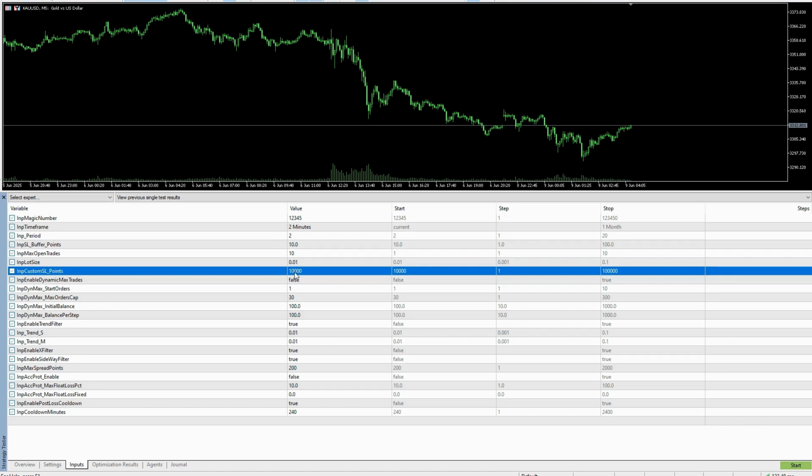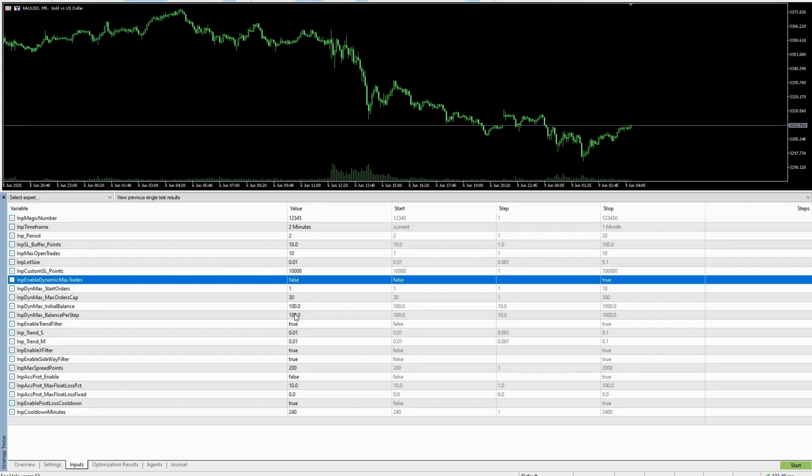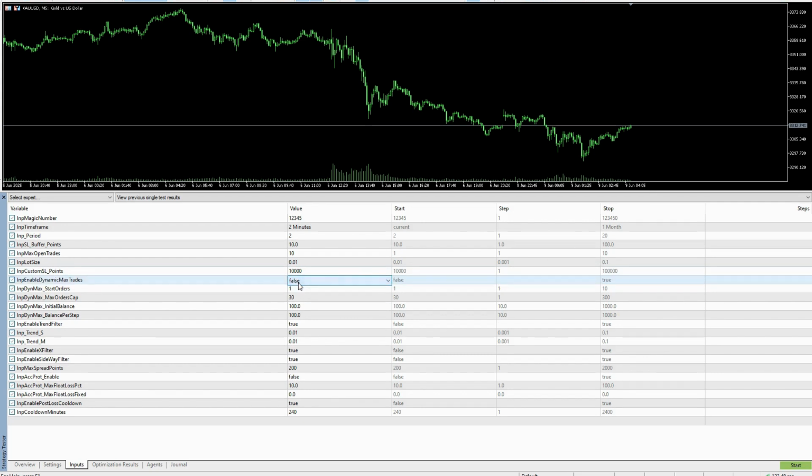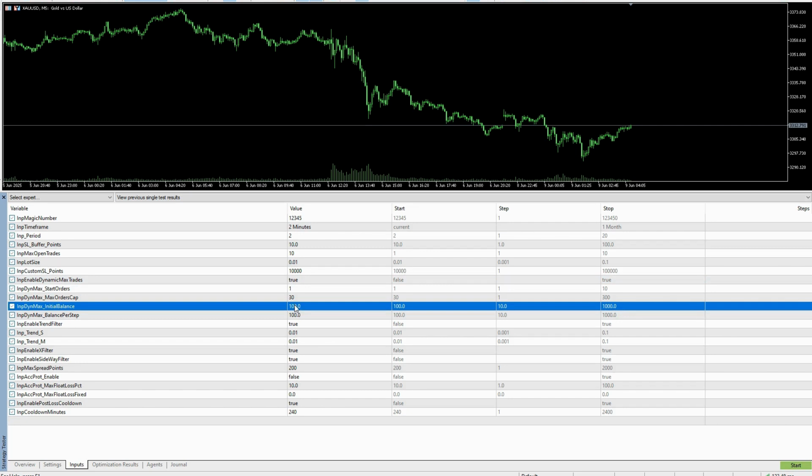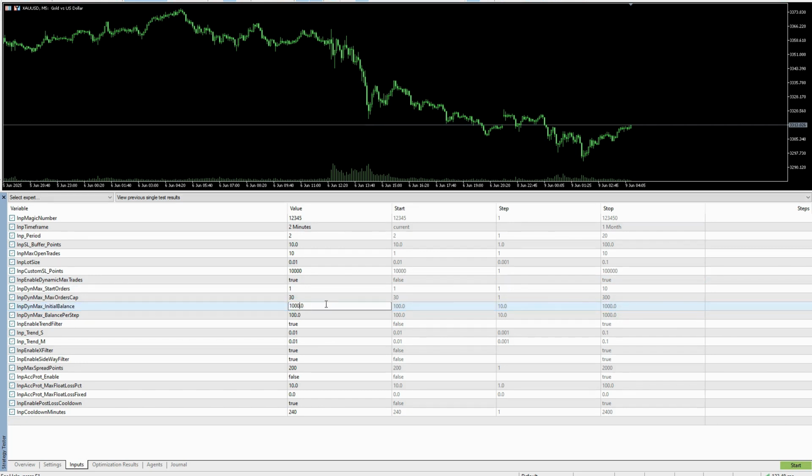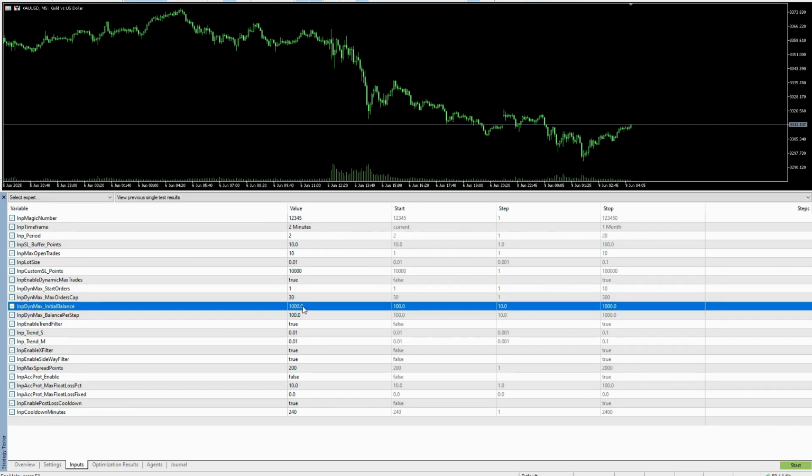Next is the dynamic trades mechanism. Essentially, it controls how the number of positions increases based on account profit. I won't be using this feature now, but let me explain. It simply identifies your initial capital, and this corresponds to the number of starting positions you choose. The step parameter indicates how many positions to add for each profit milestone. For example, if you set the step to 100, then for every $100 in profit, the EA will add one more position, up to your maximum trade limit.